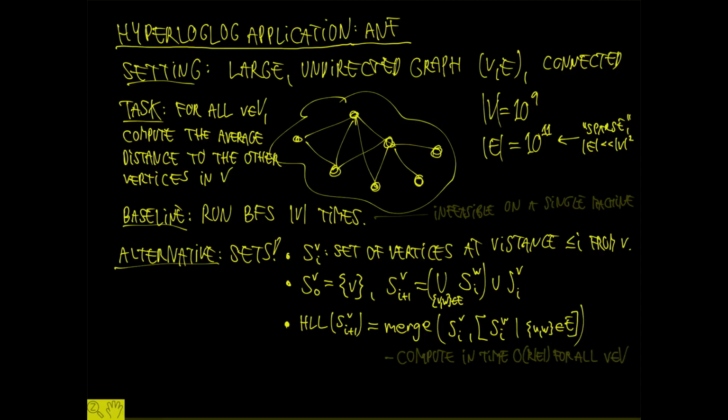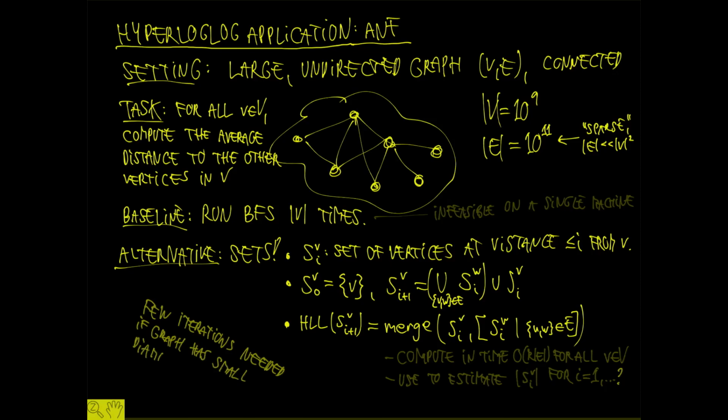We basically just need to do work across each edge. So in basically number of edges merge operations, we can do this, and each merge costs linear time in the size of the sketch. And we can repeat this to compute these estimates for different values of i. If the graph has small diameter, then it suffices to do this for a small number of iterations, and we'll have found all the relevant information to compute the average distance.